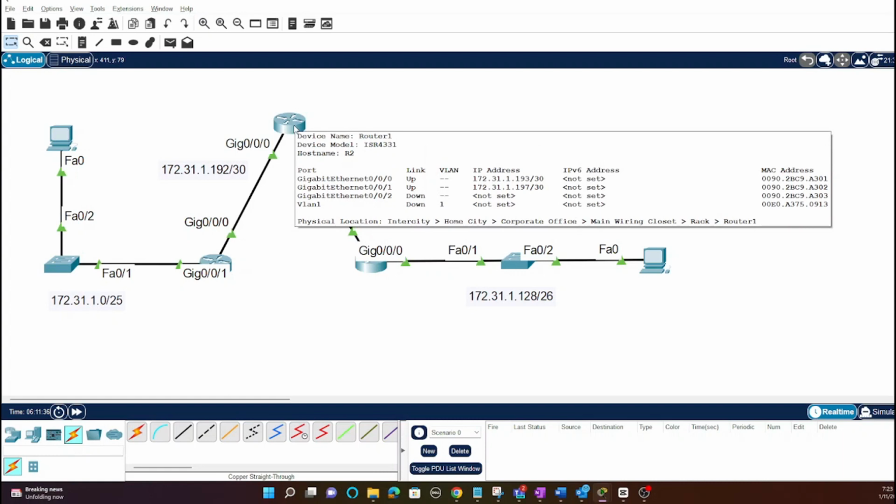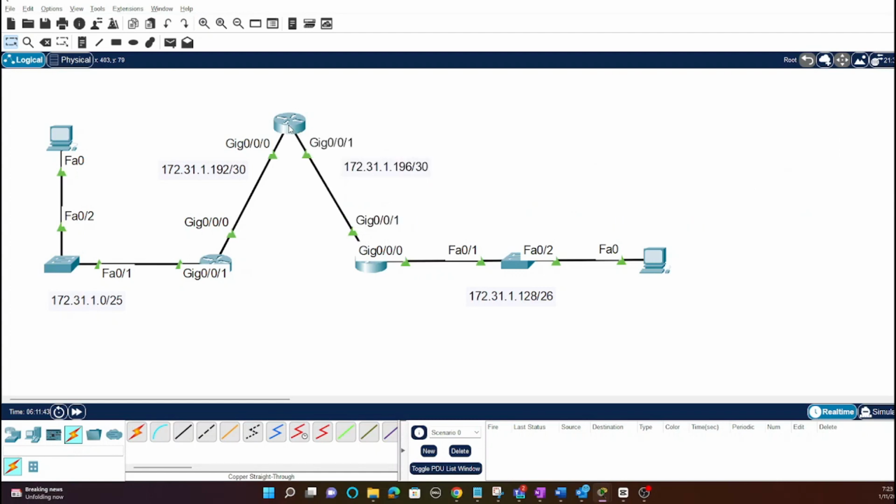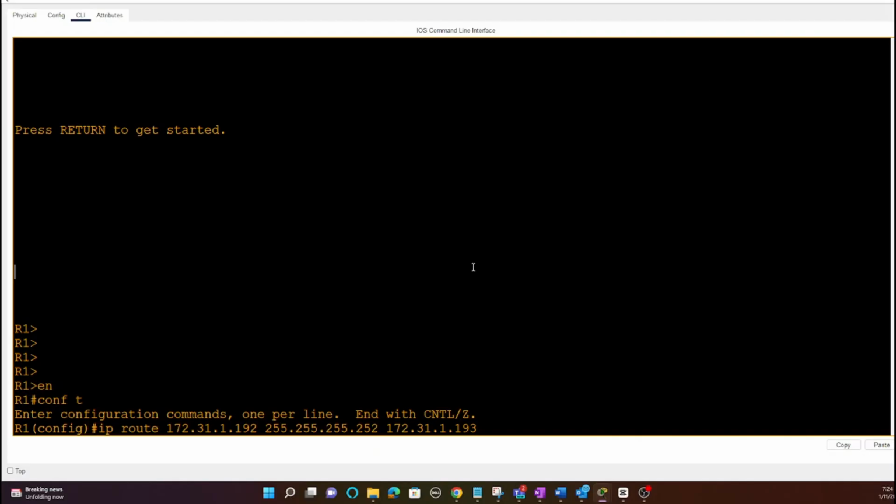And where am I getting that .193? Right there, it's gig 0/0. It's the IP address of the directly connected network of .192, which is hanging off of this interface. So go back over here. So boom, right there. That's what that command is doing.